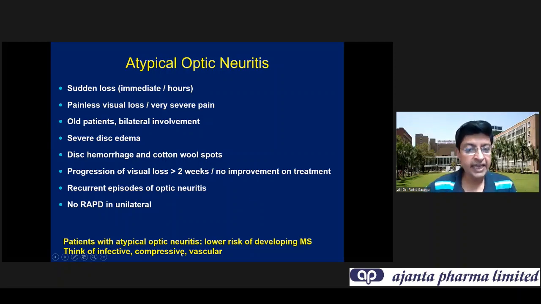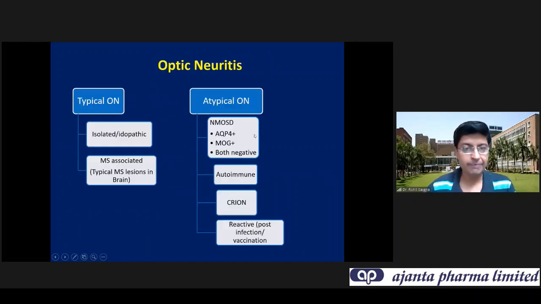So patients with atypical optic neuritis have a lower risk of developing multiple sclerosis, or essentially they are not associated with demyelinating optic neuritis. We need to think of the other causes like infective, compressive, and vascular like ischemic.